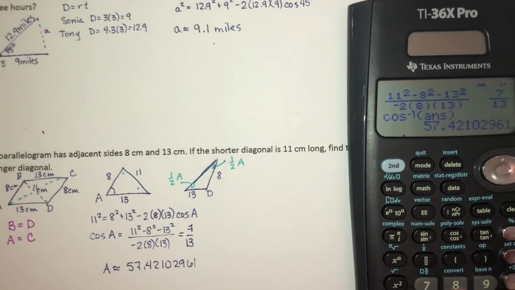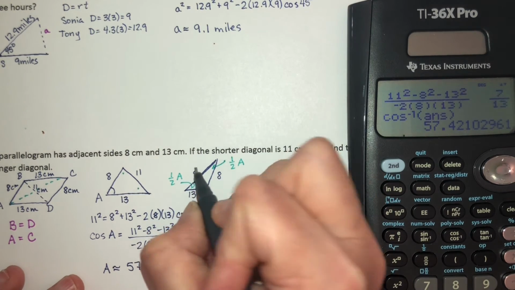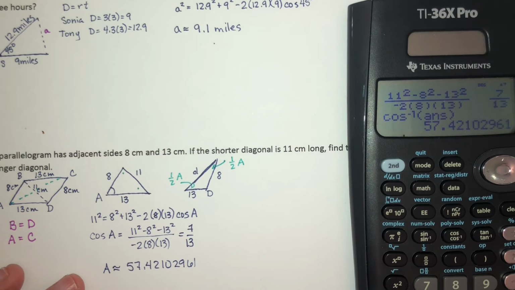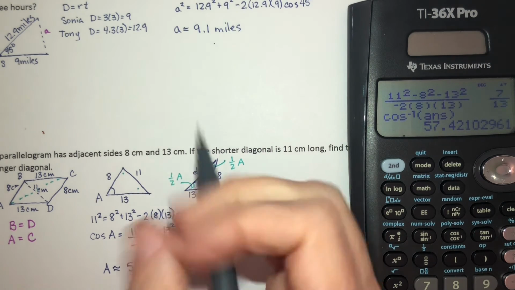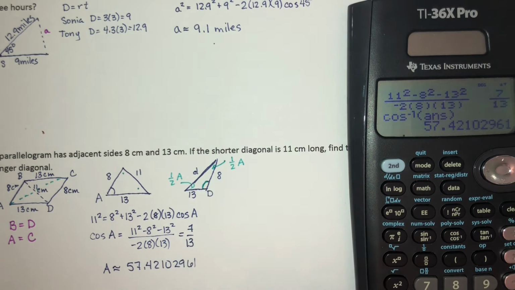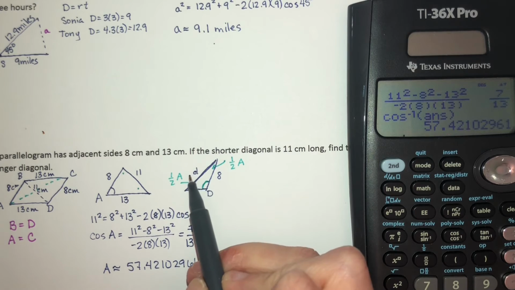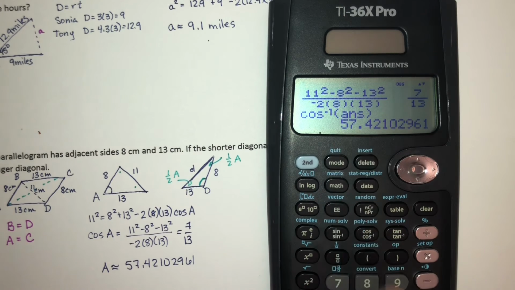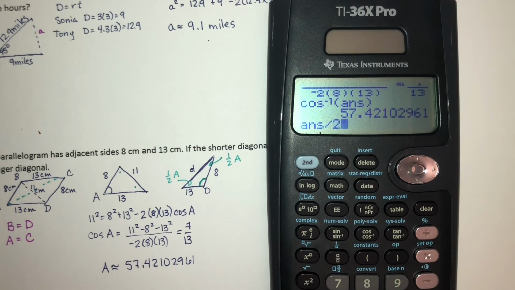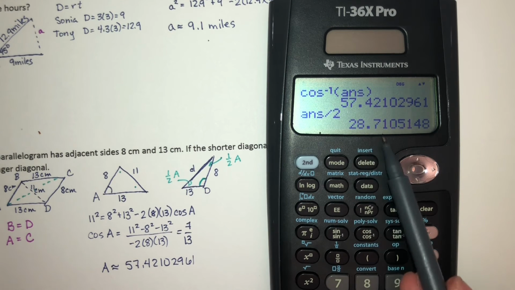Okay? Now here, the way I have it drawn, we could call that side I'm looking for, that diagonal, side D. And if I can find a measurement for this angle right here, then I can use the law of cosines to find D. Well, what is half of A? Here I have A right here. I'm going to divide it by 2. So each of these two angles is approximately 28.71, so on.